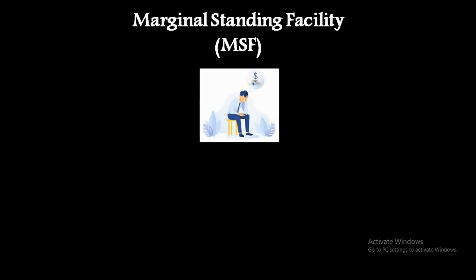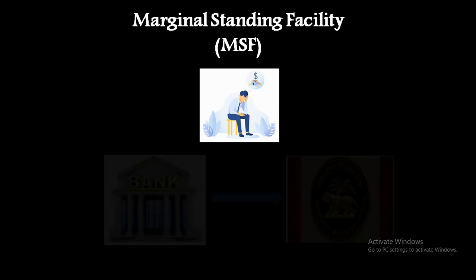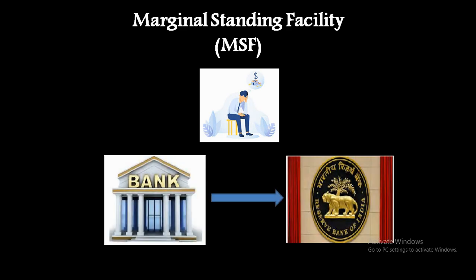Next is MSF, that is Marginal Standing Facility. It is the rate at which scheduled banks borrow funds from the RBI in an emergency. So, in an emergency, when interbank liquidity dries up completely and they face acute financial shortage, then Marginal Standing Facility is a window for banks to borrow from the RBI. The minimum amount for which RBI receives application is rupees 1 crore.